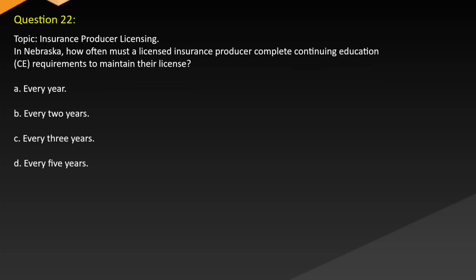Question 22. Topic: Insurance producer licensing in Nebraska. How often must a licensed insurance producer complete continuing education requirements to maintain their license? A. Every year. B. Every 2 years. C. Every 3 years. D. Every 5 years.